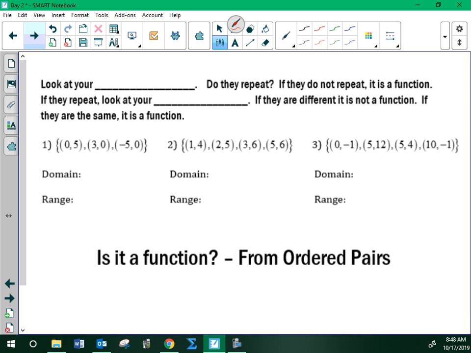That's what we defined it as. So for every x, there's only one y. That's what we can refer back to. So now we're just trying to decide, is it a function? And there are different ways they could give us our ordered pairs.